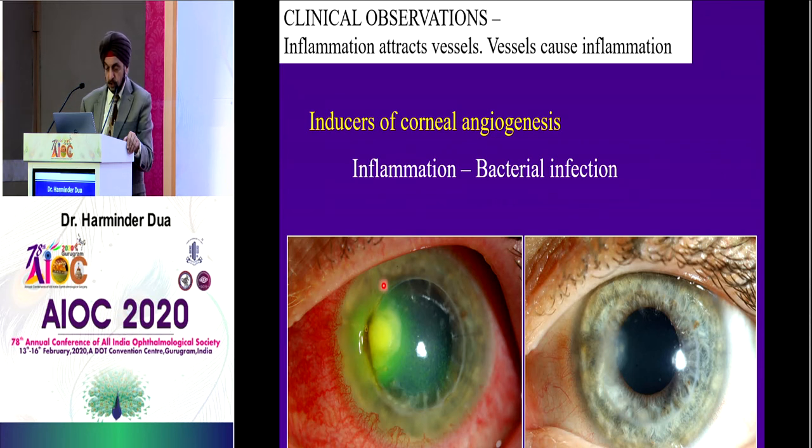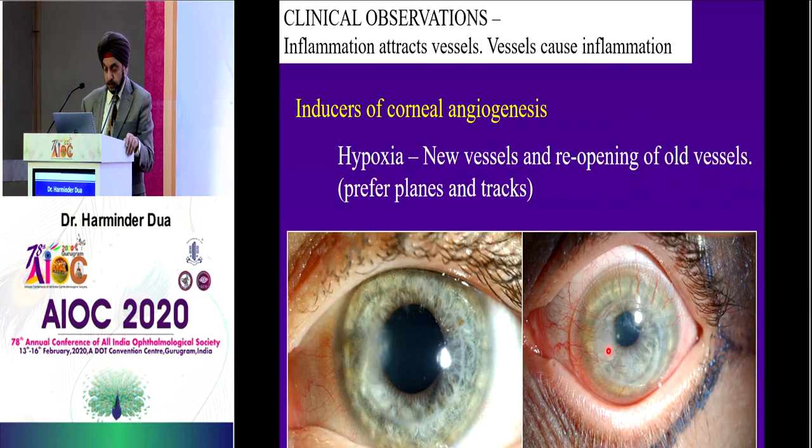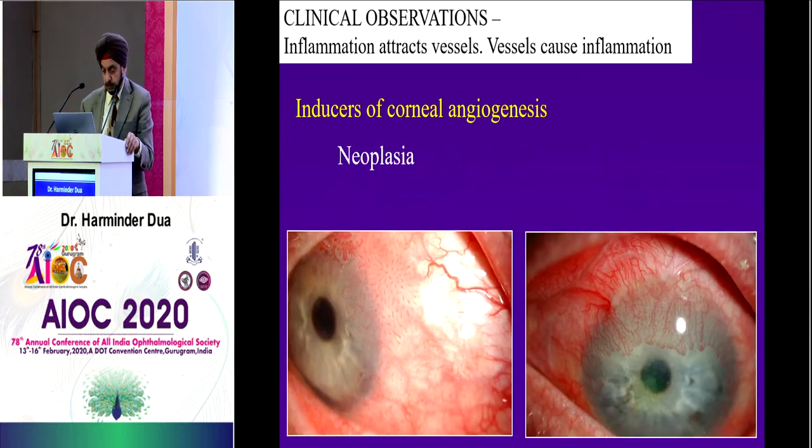So infection, again, inducer of vascularization, the patient got a lot of vessels, but it was treated and it healed successfully. This patient gets very good vision with a contact lens, so she tends to wear a contact lens a lot, and you can see the vessels growing in with hypoxia all along the suture tracts. So suture tracts are a plane you have created, just to demonstrate vessels growing along the suture tracts.